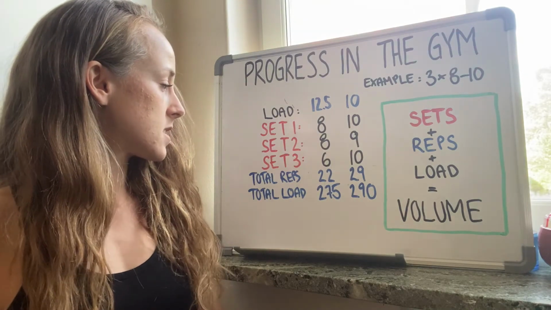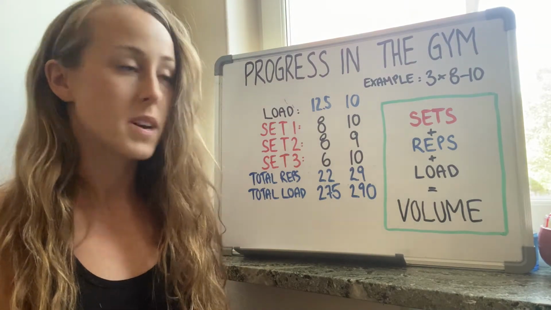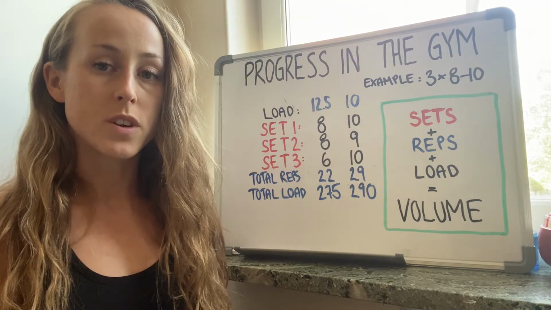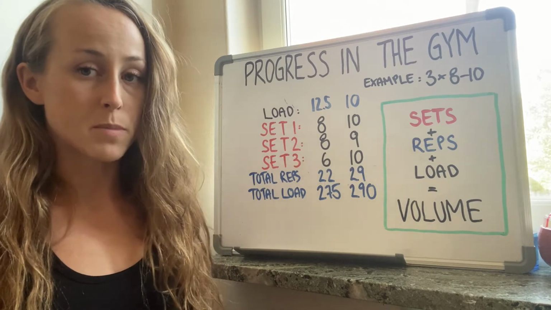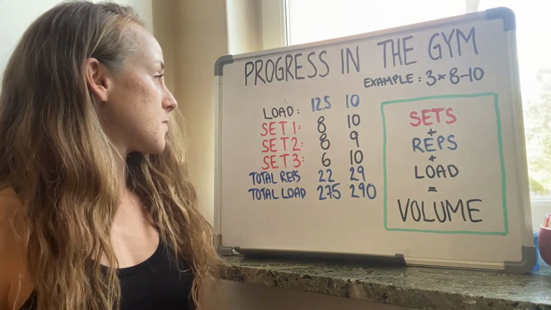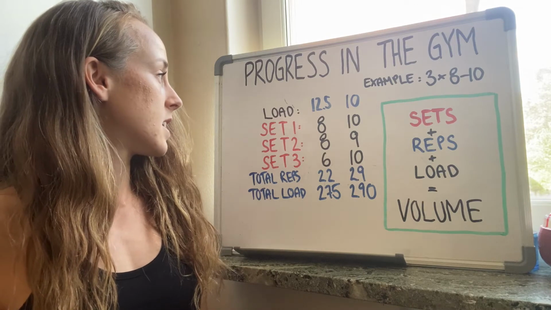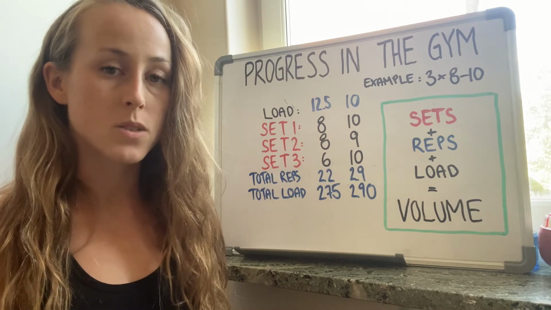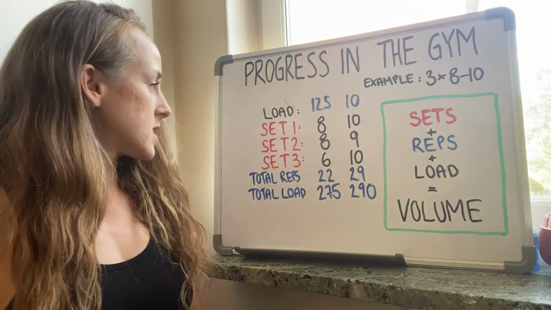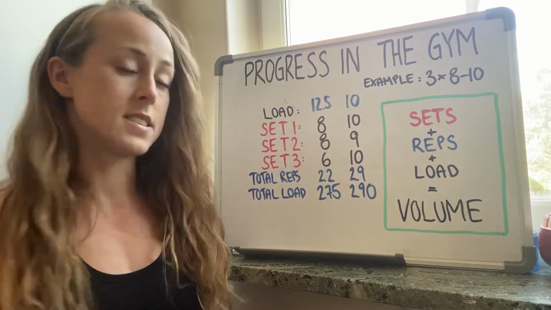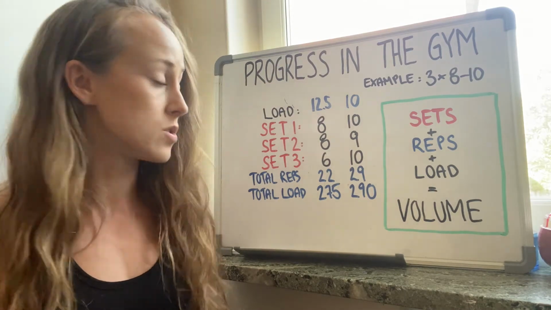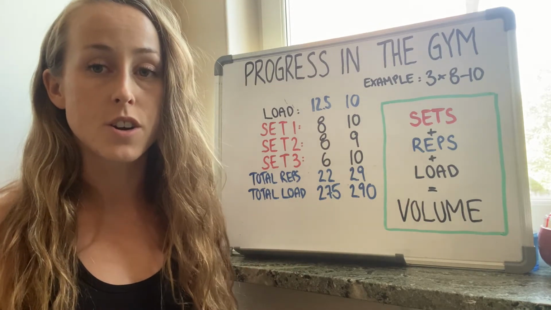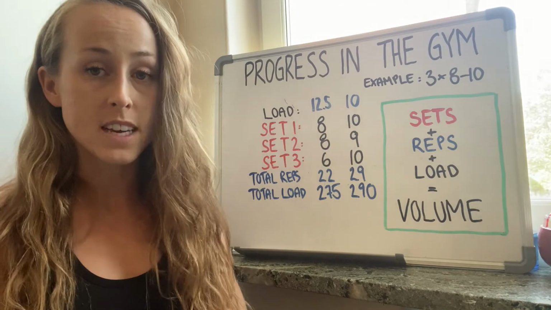She does this for 2 sessions, and we're looking at what happens when we move to a heavier weight versus maybe staying at a lower weight. In session number 1, she's lifting 12.5 kilos. For those 3 sets, she's getting 8, 8, and 6 reps, which totals 22 reps. The total load for that day was 275 kilos for the incline dumbbell press.